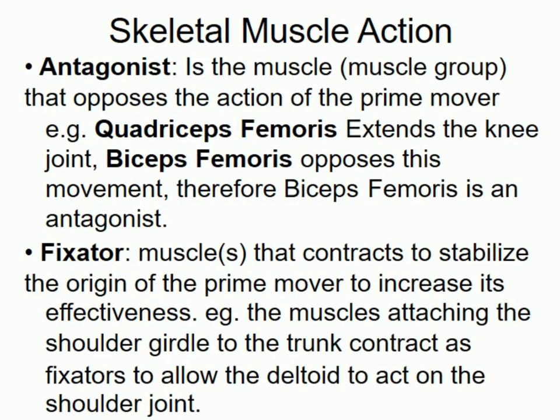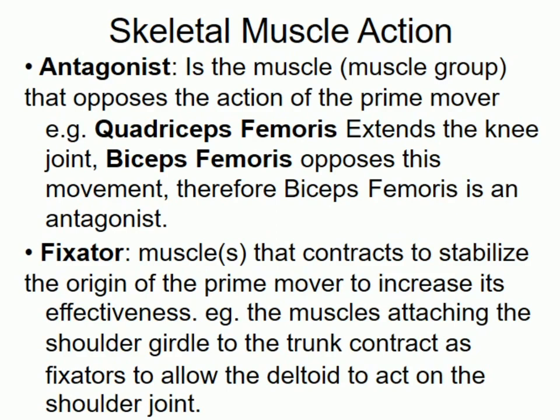Then you have the antagonist. Antagonist ni muscle au group ya muscle ambayo ina oppose action of primer mover. For example, quadriceps femoris. Quadriceps femoris ambayo tumesha discuss pale nyuma ni combination of four muscles. Quadriceps femoris extends the knee joint. Wakati biceps femoris opposes this movement. Therefore, biceps femoris is an antagonist.